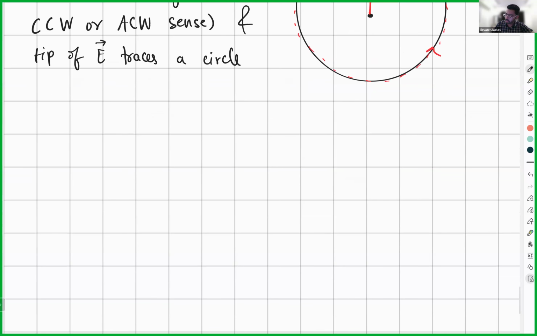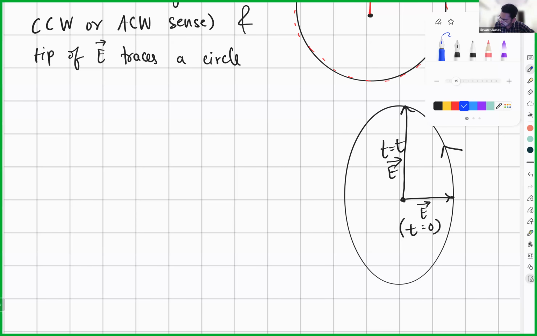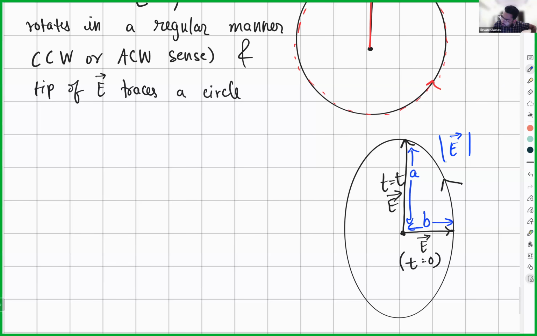Also for elliptically polarized light, the tip traces an ellipse. So you see, let us say it is starting from over here. This is an electric field vector at t is equal to 0, let us say. And let us say at a later time, t is equal to t, this is how the electric field vector looks like. So you see there is a difference of length. Let us say if this is length b, this is length a. It is different, right? That is why here also the electric field magnitude will not be a constant.